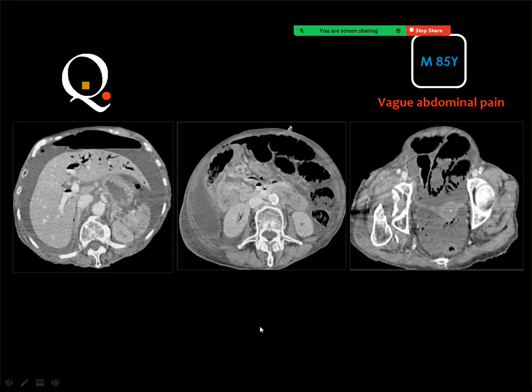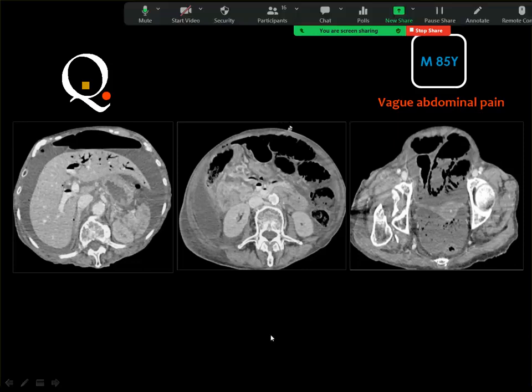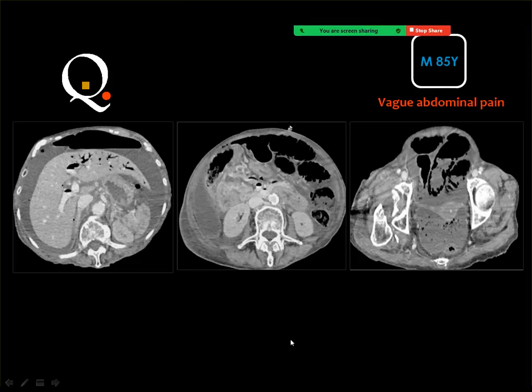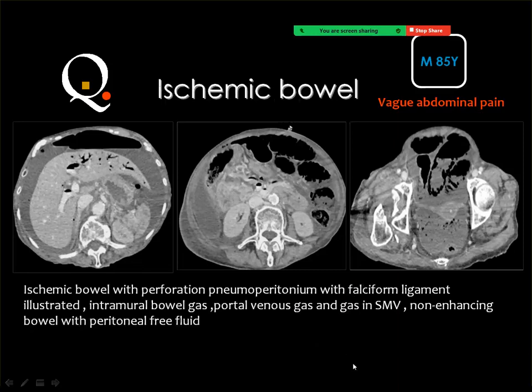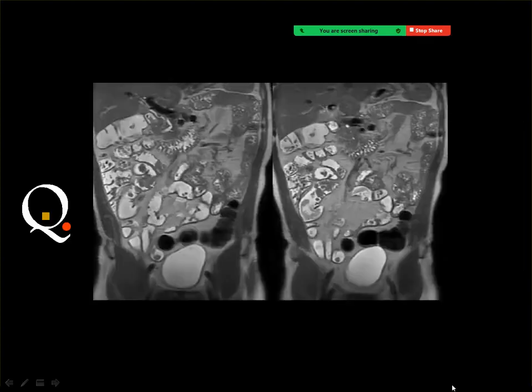And this is the opposite of air in the portal system of a pediatric age. This can be seen in patients with necrotizing enterocolitis, and this is not a bad sign or a sign of terminal status for the patient. This is ischemic bowel with air and fluid in the peritoneal cavity, air in the wall of the intestine, air in the superior mesenteric vein and in the portal vein.